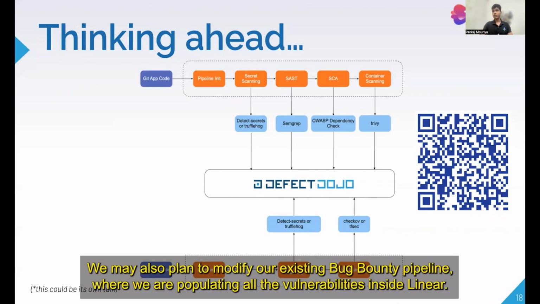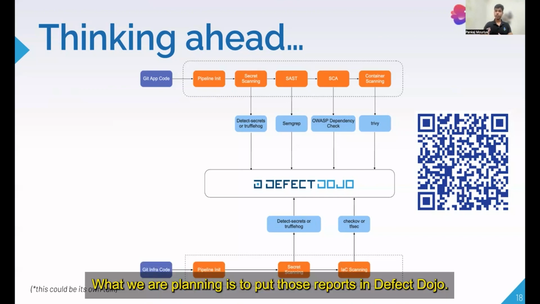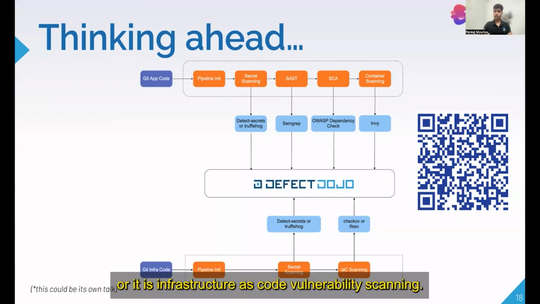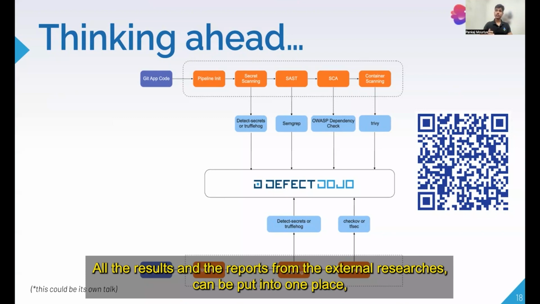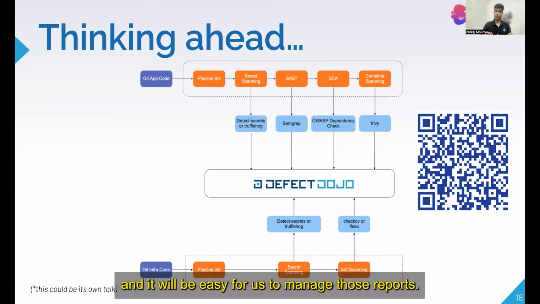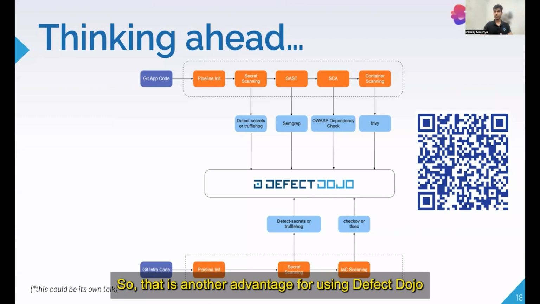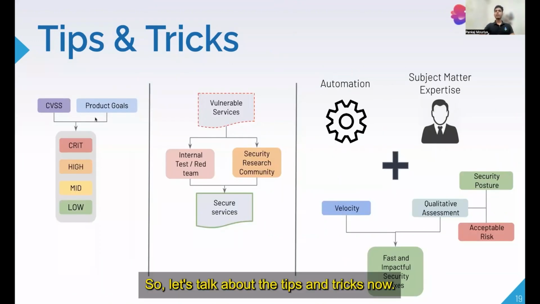We may also plan to modify our existing bug bounty pipeline, where we are populating all the vulnerabilities inside Linear. What we are planning is to put those reports inside Defect Dojo, so that all our vulnerability reports, whether from secret scanning, SAST, or infrastructure as code vulnerability scanning, along with the reports from external researchers, can be put into one place, and it will be easy for us to manage them. Defect Dojo also gives you metrics around the vulnerabilities inside your dashboard, so that is another advantage of using Defect Dojo. So let's talk about the tips and tricks now.